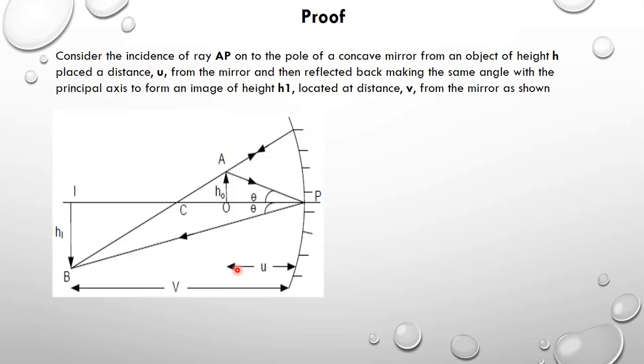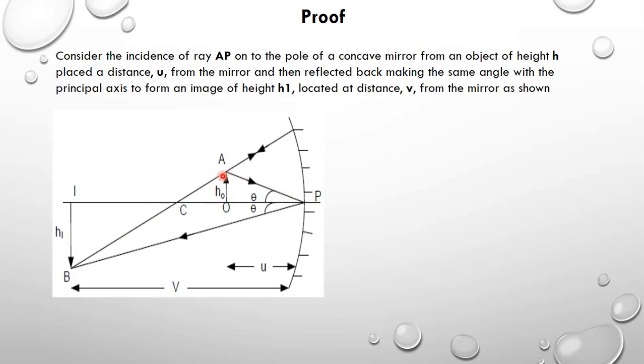So we shall consider that ray AP, which is incident on the pole. We shall draw this ray, and it's going to be reflected at the same angle that it makes with the principal axis. So if this is theta, this is going to be theta as well. And then another ray through the object, and C is going to be reflected along the same path, hence forming this image of height h1. And therefore we have this image of height h1, and the object is of height h0.